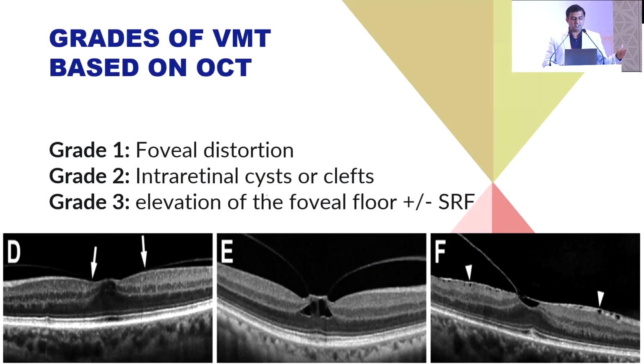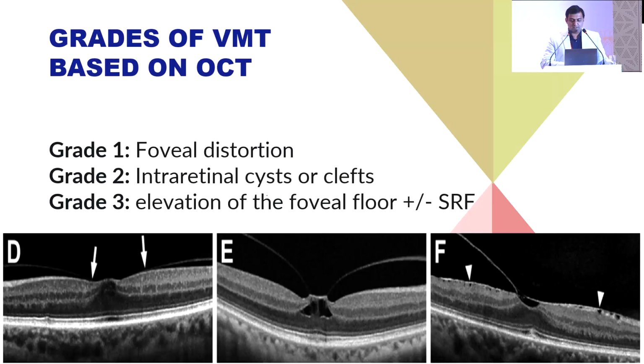So, grades of VMT based on the OCT: grade 1 is basically foveal distortion, grade 2 is intraretinal cysts or cleft, grade 3 is the elevation of the foveal floor, which might or might not have subretinal fluid. Now, if you see the D here, the white arrow marks the site of the vitreous attachment. The area of attachment is around 1500 microns or less.